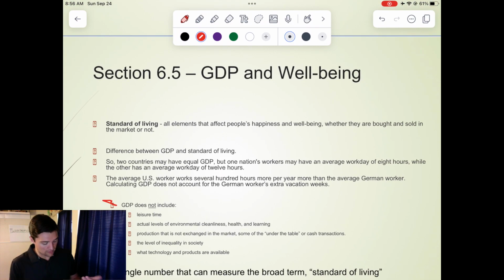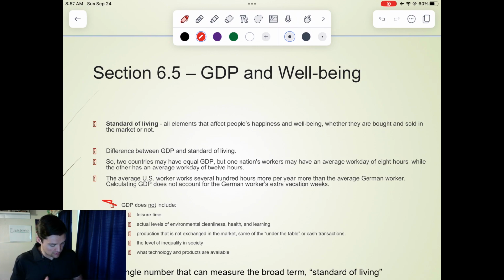Two countries could have equal GDP, and one nation's workers may have an average workday of 8 hours a day, while the other country has an average workday of 12 hours. Okay, so same production, right, in terms of numbers, GDP. Maybe GDP per capita could be the same too. But if we were to look at happiness in terms of working 8 hours a day or 12 hours a day, big difference there, right? There might be more happiness with the 8 hours a day than the 12 hours a day. So same numbers, but different standards of living.